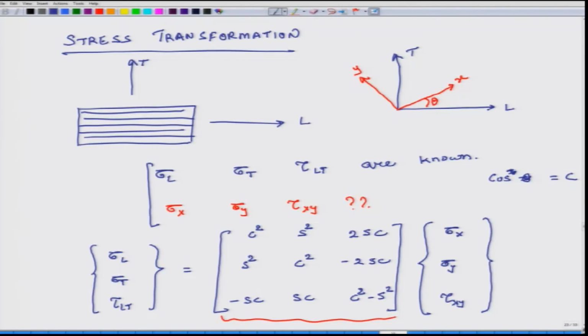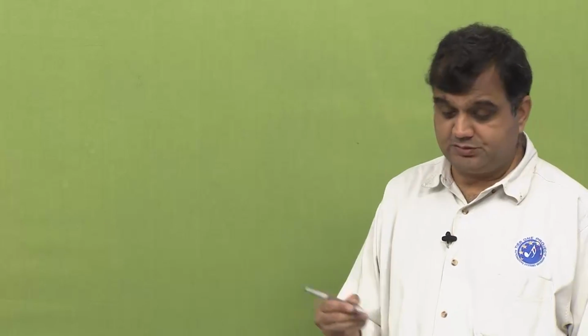We can use exactly the same equations for transforming strains if we use tensor strains, but if we have to use engineering strains, then the transformation equations become somewhat different. So, for engineering strains, this is the relation: epsilon 1, epsilon 2, gamma 12 is equal to... actually I will not write epsilon 1, epsilon 2, gamma 12, it will be epsilon L.